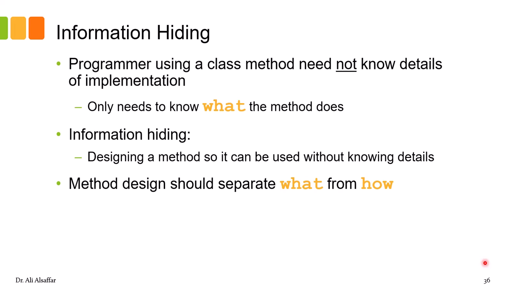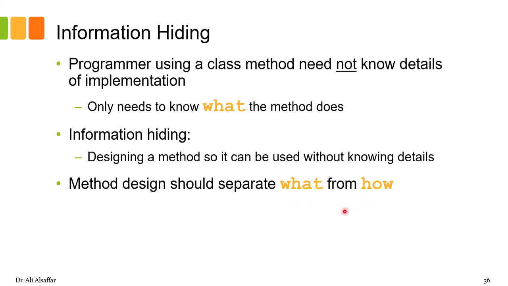nextInt, what does it do? It reads an integer. For example, in String, charAt, what does it do? It gives me the character at a certain index. But I don't need to know how it is doing its job. So this is why they make a separation. It's called information hiding: designing a method so it can be used without knowing the details. So here there is a separation between what and how.